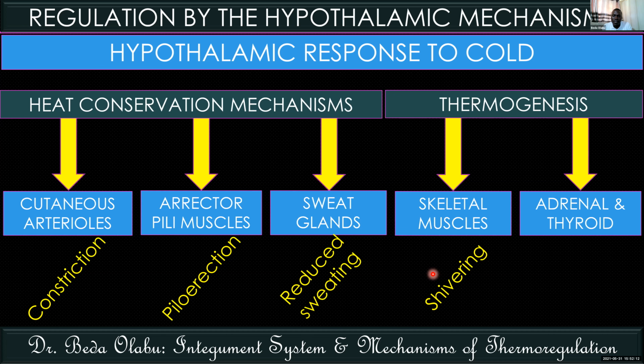Lastly, the adrenal glands and the thyroid gland are also a target. These glands produce their hormones. The hormones from the adrenal gland are the catecholamines. The hormones from the thyroid gland are the thyroid hormones, T3, T4. The role of these hormones is to increase the basal metabolic rate. So basically, the hormones are secreted to increase metabolism. And through that, we will have heat generation. So this is the hypothalamic response to cold.